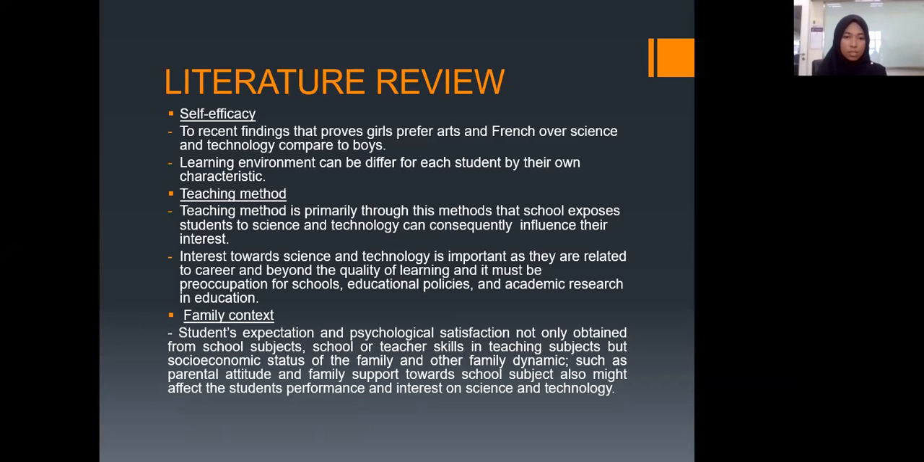Family context: student expectation and psychological satisfaction are not only obtained from school subjects, school, or teacher skills in teaching the subject, but also from the socio-economic status of the family and other family dynamics, such as parental attitude and family support towards school subjects, which might also affect student performance and interest in science and technology.